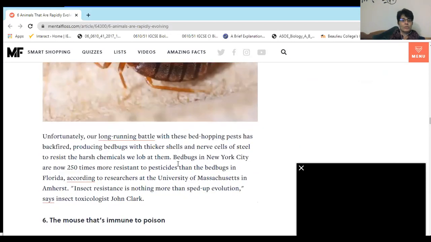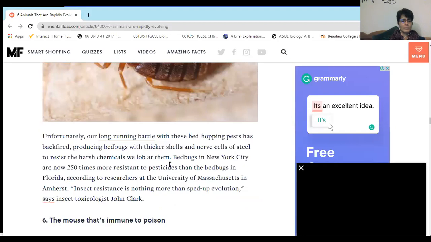Okay, bed bugs with super strength. That's not something I want to know about. But they've got thicker shells, and the chemicals that we use. I've never used bed bug chemicals. Bed bugs in New York City are now 250 times more resistant to pesticides than the bed bugs in Florida, just because of a random mutation of the ones that are found in New York. And insect resistance is nothing more than sped up evolution, because if they are naturally resistant to whatever's being used on them, then they pass on those genes to their offspring because they are the ones that survive.